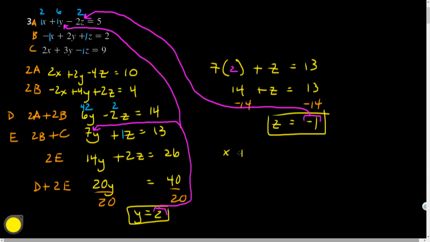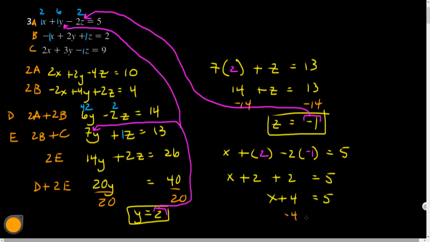I've got x plus y minus 2 times z equals 5. And so plugging in 2 there, plugging in negative 1 there. And so I got x plus 2 equals 5. x plus 4 equals 5. And then subtract 4 from both sides. And I get x equals 1.